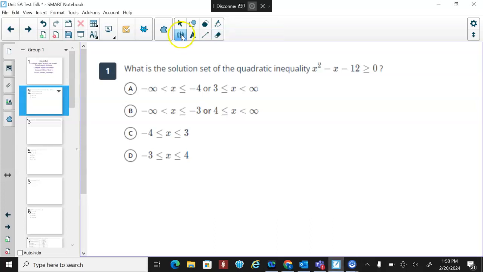All right, guys, this is a review of our test from last week that we are retesting this Thursday. So I just want to go over it so you guys can have an understanding of how to work those problems up, okay? So question 1 is, what is the solution set of a quadratic inequality?